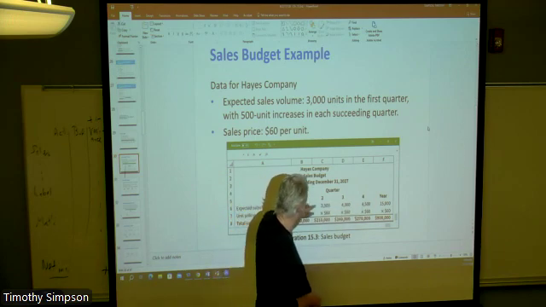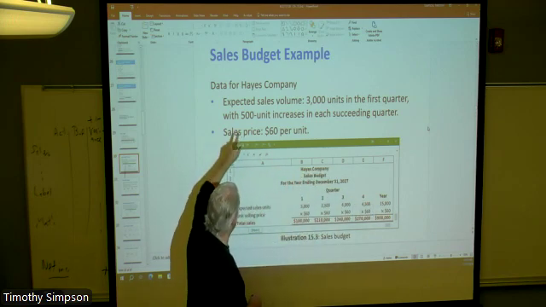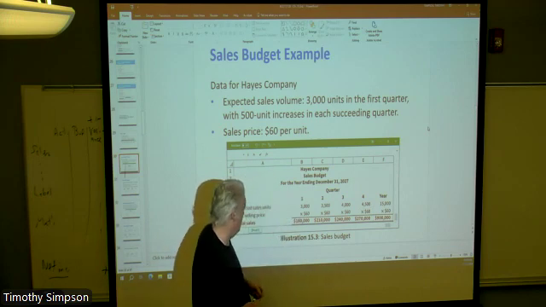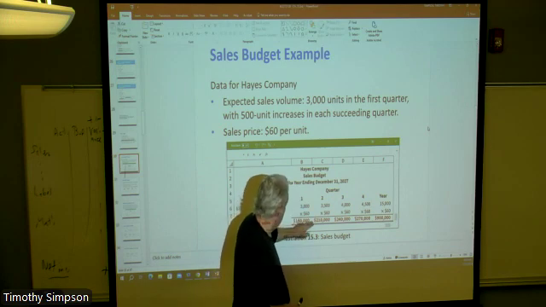So if we add these up horizontally, we get 15,000 units throughout the year. And the sales price is $60 per unit. Again, this assumes one output unit, one SKU, in other words. 3,000 times 60 is 180 all the way across.